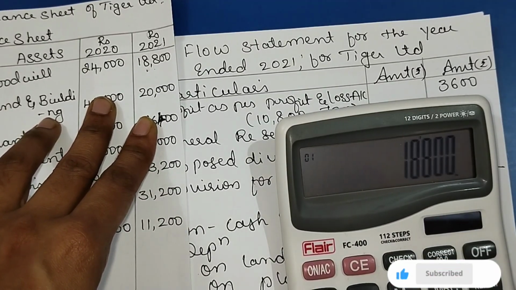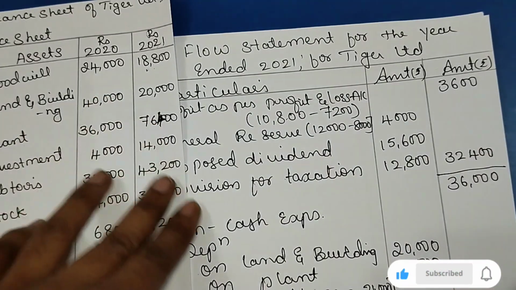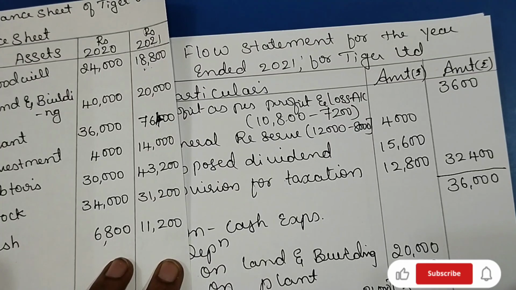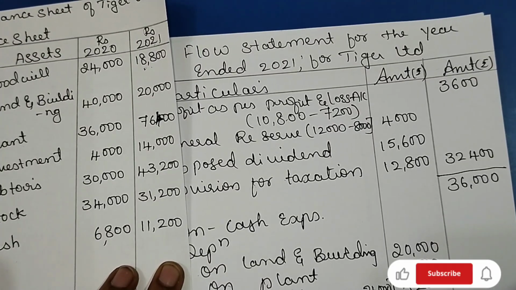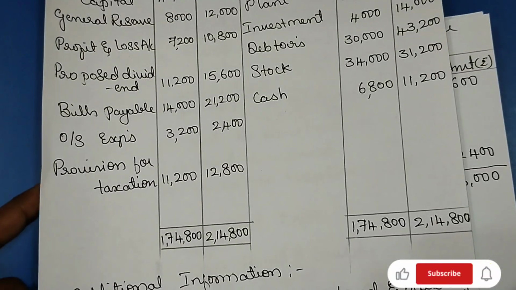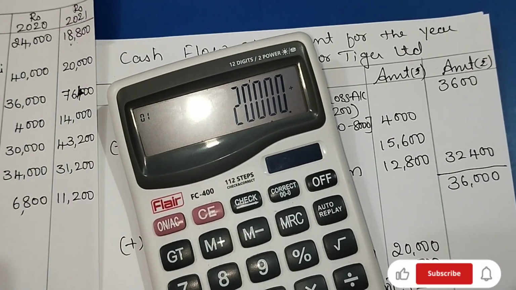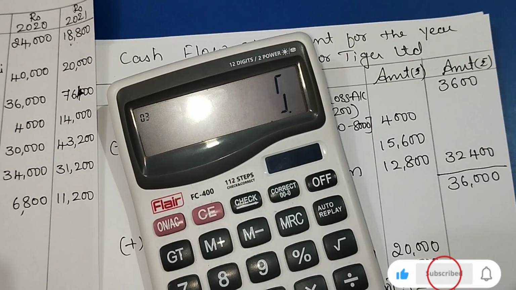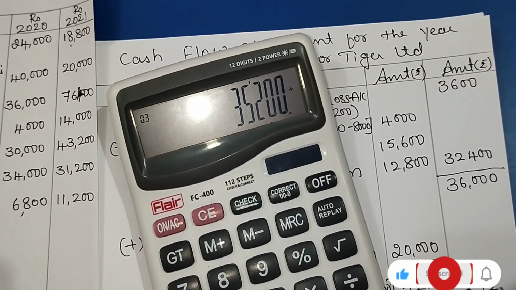18,800 minus 24,000, 5,200. What is the total of these three? We don't have any other non-operating expenses, so we are adding these three. 20,000 plus 10,000 plus 5,200, 35,200.